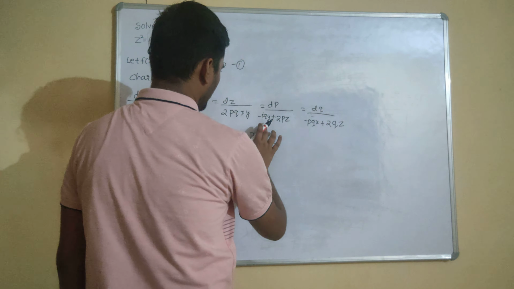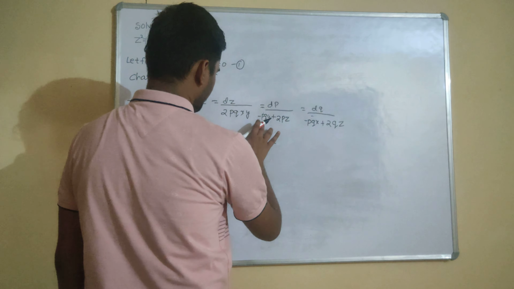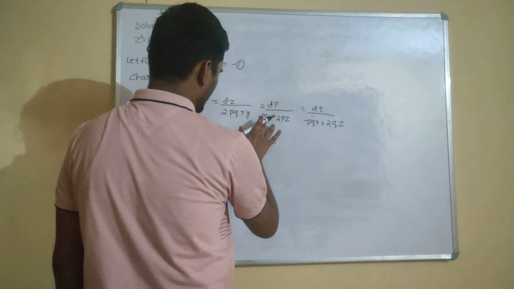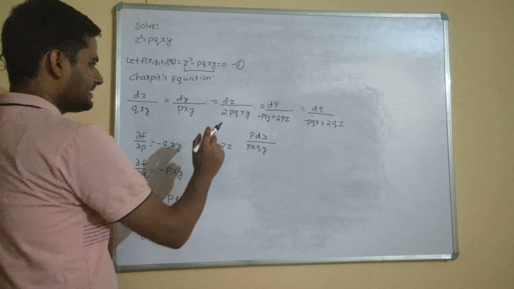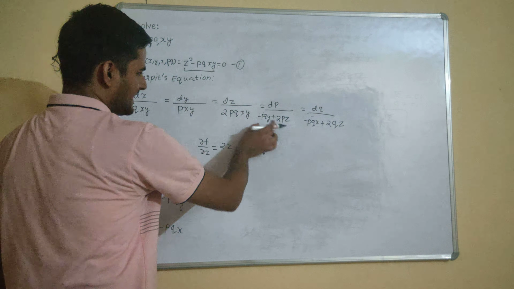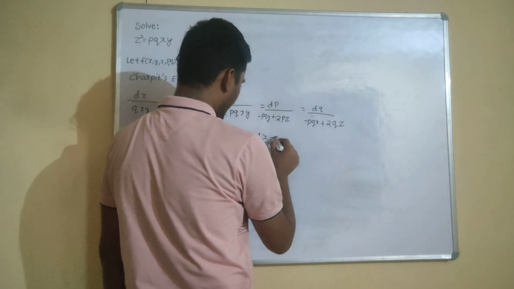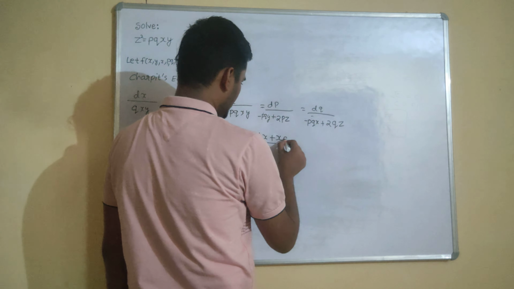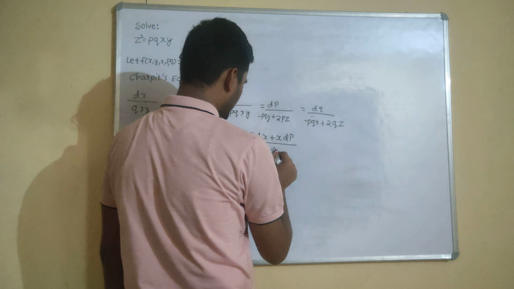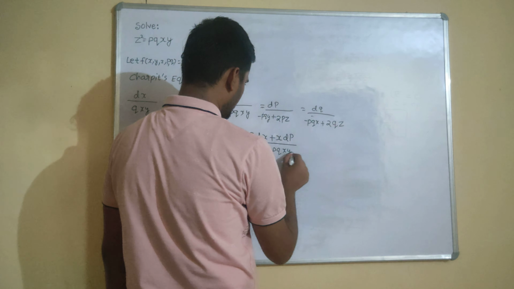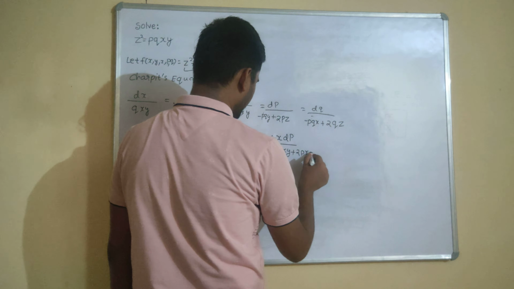If I am multiplying both the terms by p, q, y, x is missing. Yes, this is giving me a hint. Because x is missing, multiply both by x and add. So x dp, this becomes pqxy plus 2pxz.